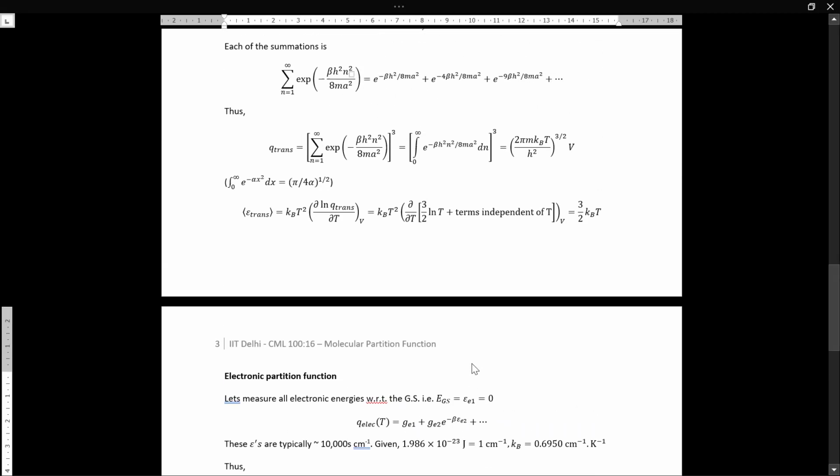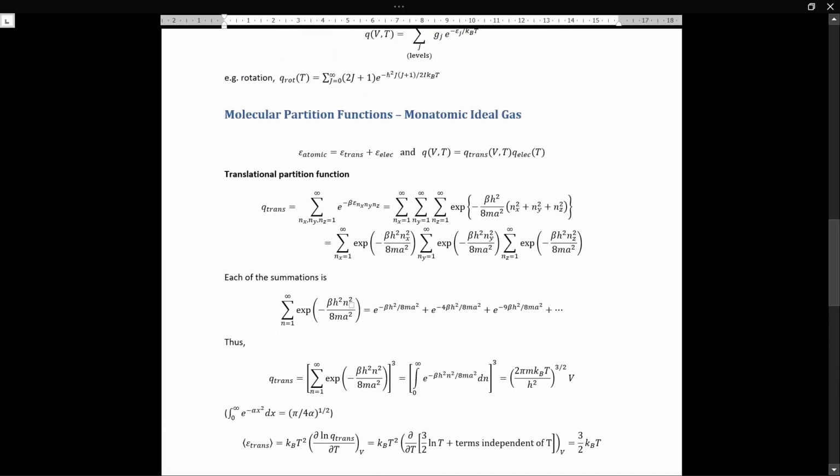We'll meet in the next lecture where we will look at the partition functions for a diatomic ideal gas. We've seen for a monoatomic ideal gas how we derived it. Now we'll look at a diatomic ideal gas.